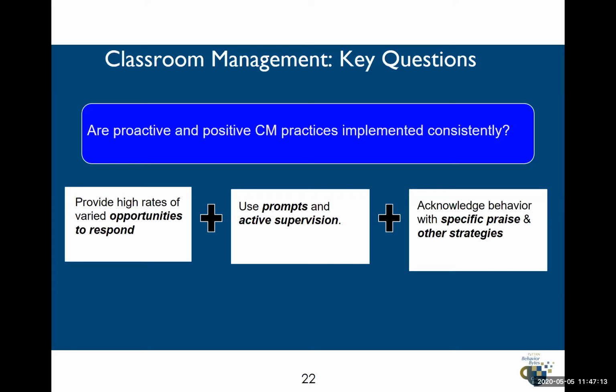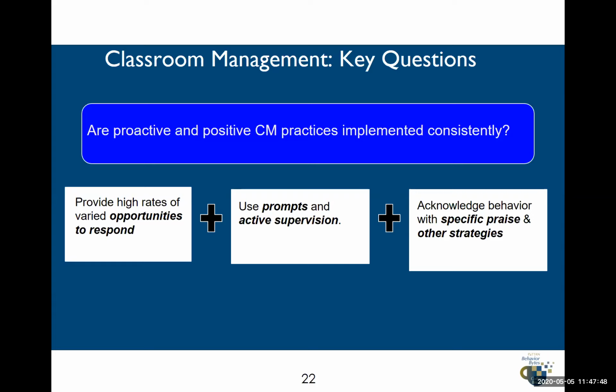Are we moving from the practice of just calling on volunteers and instead to expecting all students to respond using techniques such as choral responding, partner responses, etc.? Are we using prompting and active supervision? So are we doing things like pre-correcting before behavior errors occur? Are we using active supervision techniques such as scanning, proximity to students, and interactions with students? And then finally, are we acknowledging when students are meeting our behavior expectations?